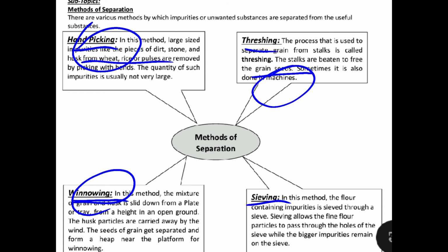And then there is sieving. Sieving is usually done in order to separate impurities from flour, spices, chilies, etc. It is done with the help of a device called a sieve. A sieve has fine pores which allow only the flour to pass through, and the particles of stone pieces or husk remain on the sieve. That is called sieving.